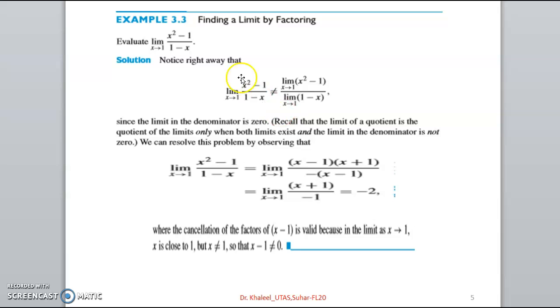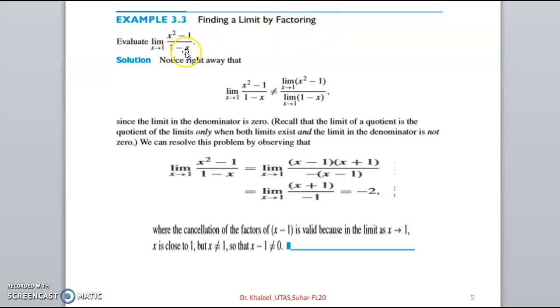Then we have one example here. Again, we are finding the limit of the rational function. But this time what happens, as I told you earlier, whenever we find the limit of a rational function, we just substitute the value of x in the denominator first. So, when I substitute x is equal to 1 in the denominator, that is 1 minus x, then the denominator becomes 0. So, therefore, here what we do is we do the factorization or we do the cancellation.